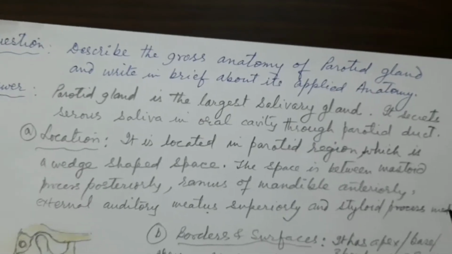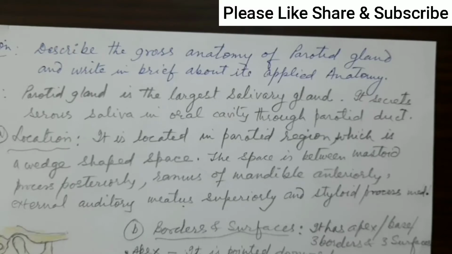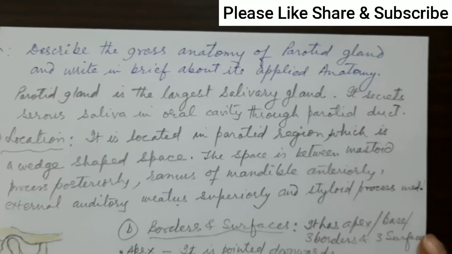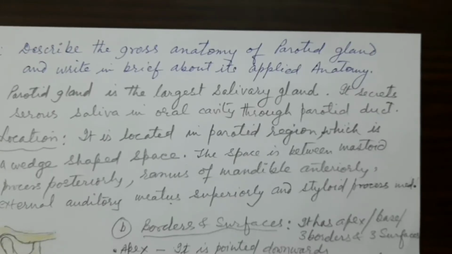In the answer introduction, we can write that the parotid gland is the largest salivary gland, as there are three salivary glands, that is submandibular, sublingual and parotid. So parotid is the largest among all the three well defined salivary glands. And this secretes the serous saliva, watery saliva, in comparison to the other glands, sublingual and submandibular, which secrete the mixed type or the pure mucus type of saliva.